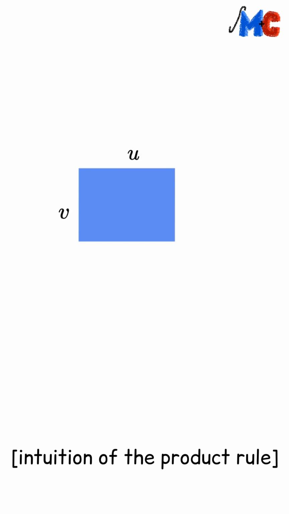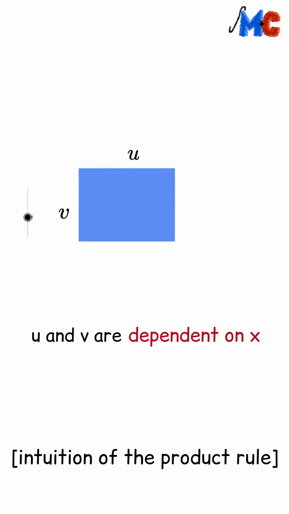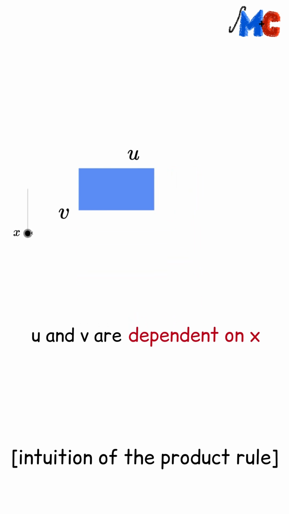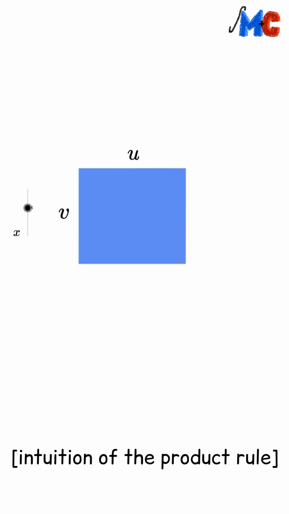We're going to say that the variables u and v are dependent on the input variable of x, so that by changing the value of x, the side lengths u and v of the rectangle also change accordingly. We're also going to choose to label the area of our rectangle as the letter y, so that at any point in time we can calculate our area y by doing the base times the height, or u times v.